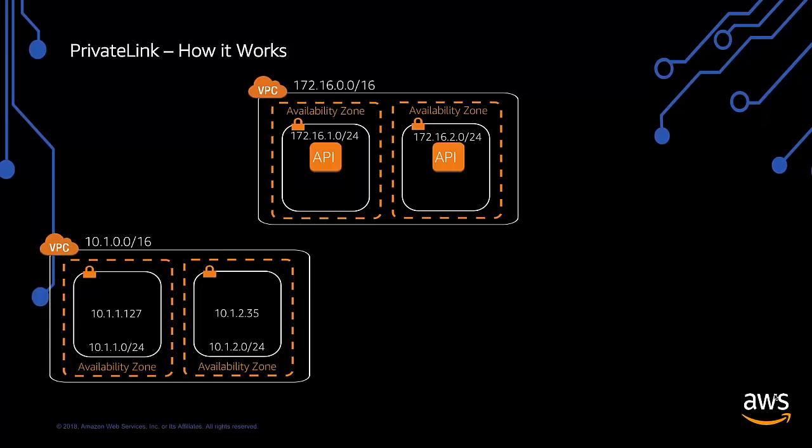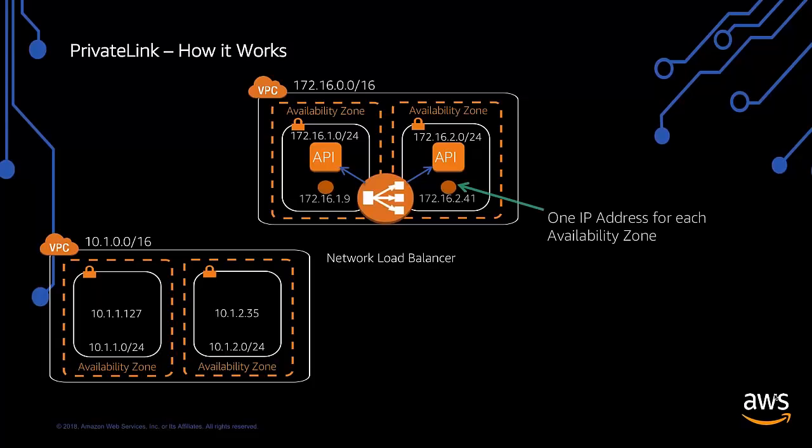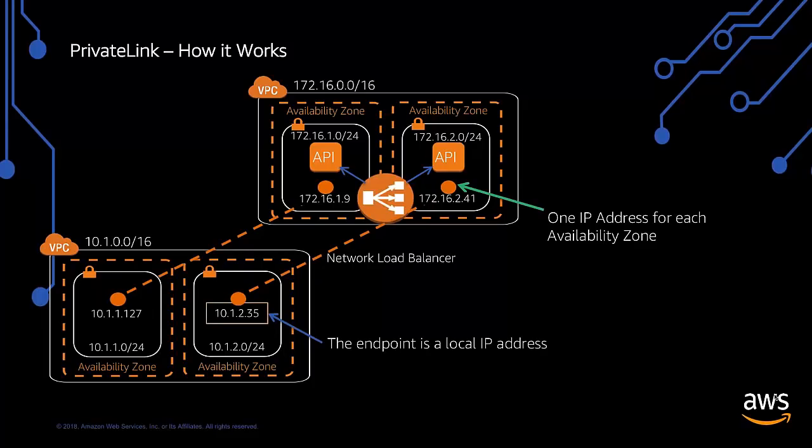So what we'll do is we'll create the network load balancer in front of our service. The network load balancer is going to get a single IP address per availability zone. And that's just one of the features of network load balancer. From here, we're going to put an IP address for that service in each of these subnets of our consumer VPC. So that 10.1 VPC is our consumer. And so they're going to get a random local address. So in this case, 10.1.2.35 and 10.1.1.127. So this API now looks like it lives at 10.1.1.127 and 10.1.2.35. So it's a local address, some local random address.